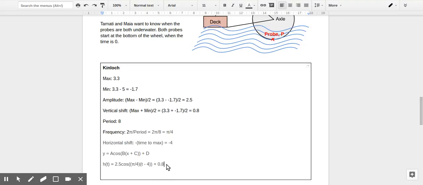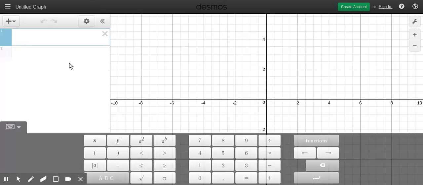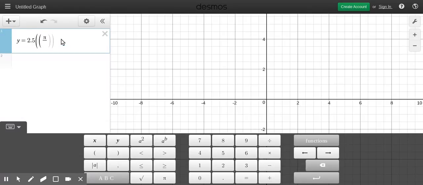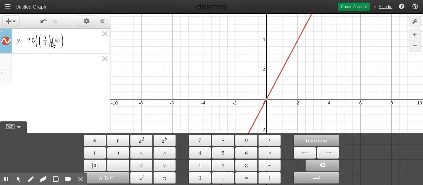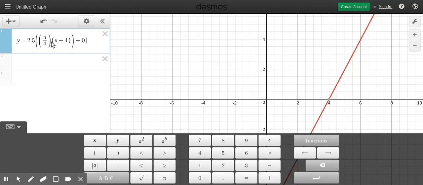Now what we could do is put this into Desmos. So I'm going to open up Desmos over here. Okay, and so we go y is equal to 2.5 cos of pi over 4, and then x minus 4, plus 0.8.